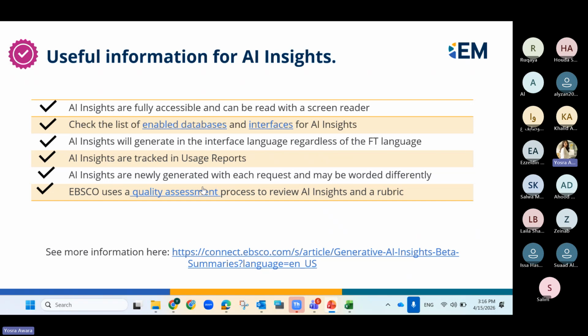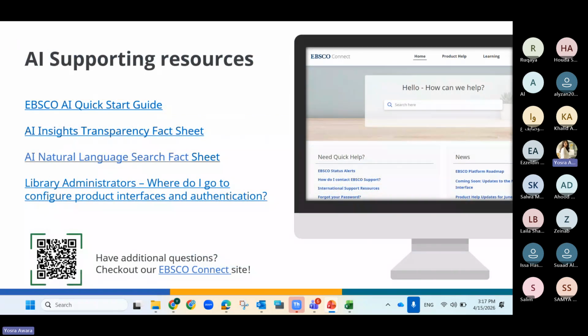And we use a quality assessment process to review the AI Insights. So feel free to check our quality assessment process. We have a link on EBSCO Connect called Generative AI Insights, giving you information about the technology and how we also use subject matter expertise. So we use human in the loop just to confirm that these insights are reliable and they are also matching the theme, the tone, the timeliness of the article. And these are some supporting resources.